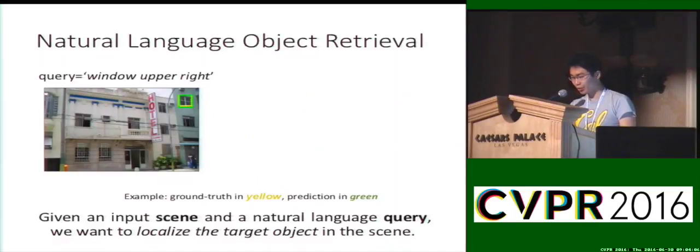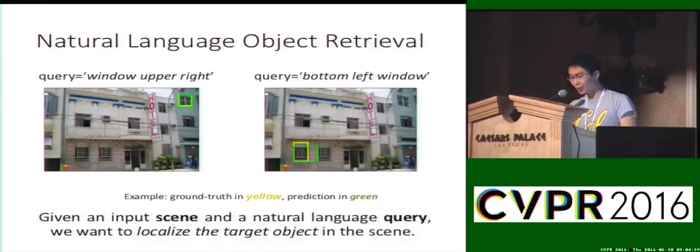In this work, we approach the following task. Given an input scene and a natural language query text, we want to localize the corresponding target object in the scene. For example, given this outdoor scene image and a query text, "window upper right," the goal is to localize the corresponding window in the image with a bounding box as shown in green.